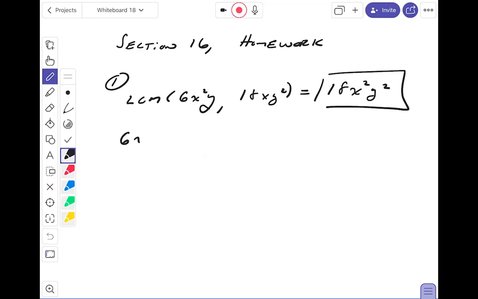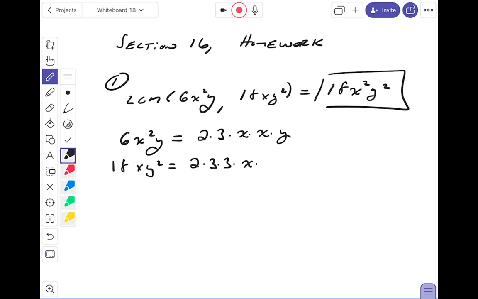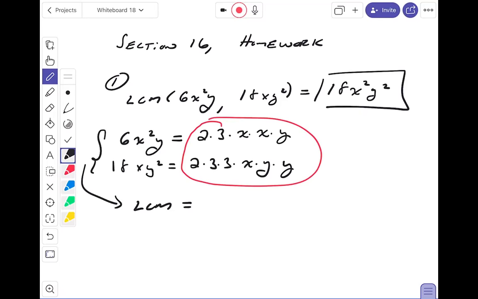The algorithm is to write down the completely factored form: 6x squared y is 2 times 3 times x times x times y. Let's do 18xy squared. What's that going to be? 2 times 3 times 3 times x times y times y. And the LCM, by the algorithm we taught you in class, is built from the factors that you see up here. What factors do I see? I see a 2, I see a 3, I see an x, and I see a y.